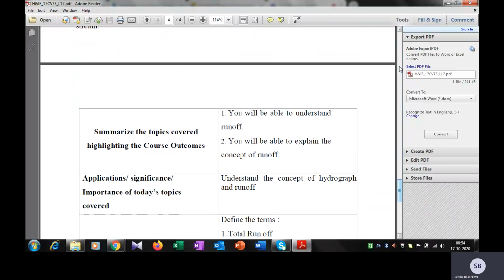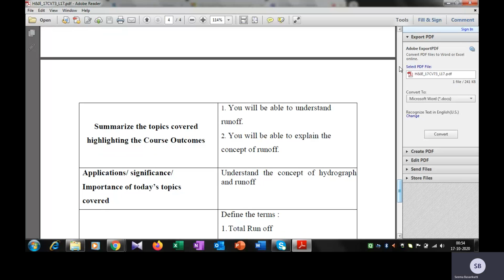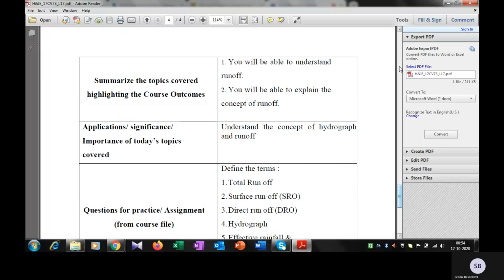So the learning outcome of today's lecture is you will be able to understand runoff. You will be able to explain the concept of runoff. You will be able to understand the concept of hydrograph and runoff.